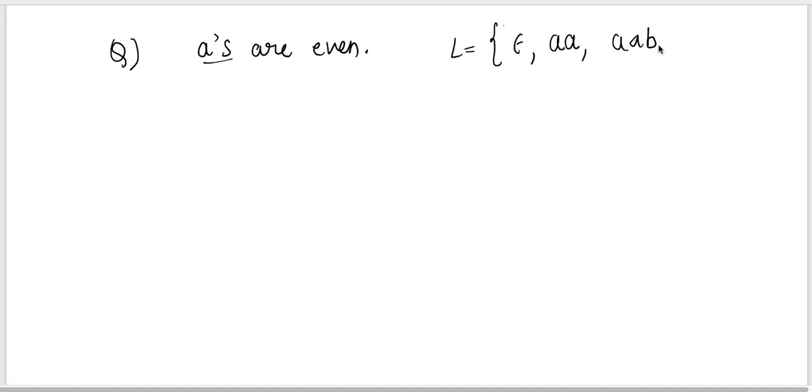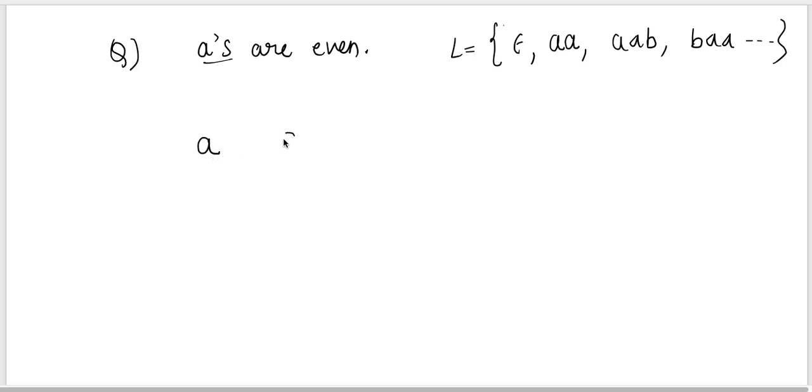Let's do one more example: the number of A's is even. What I want is the set of all strings in which every string contains an even number of A's. So what is the language which can be present? Epsilon, where A's can be 0, then AA, or BB, or BAA, and so on. Got it? Now let's draw it.